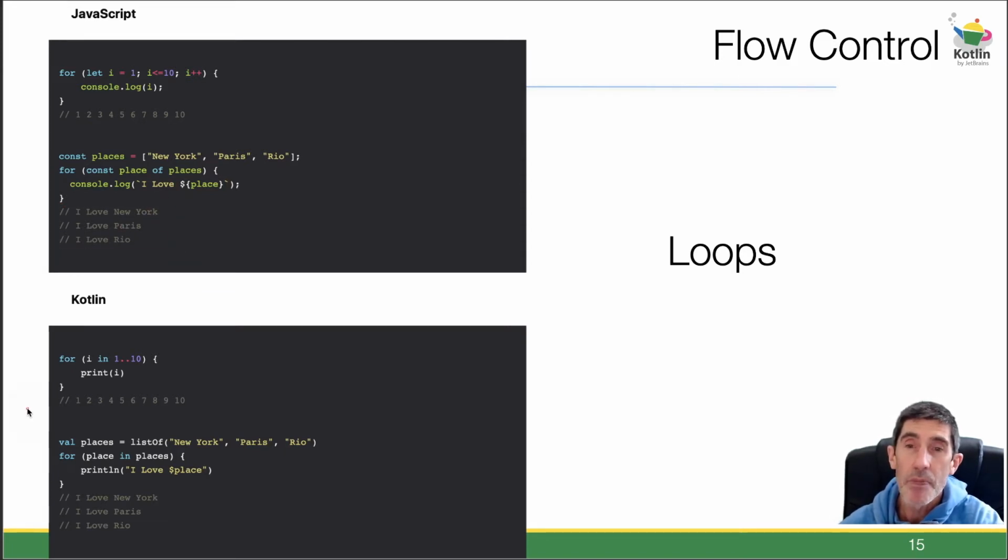To do the same in Kotlin, we can say something like this: for i in 1..10, print i straight away, much neater and much tidier. Same for the second one there, working with arrays, in this case a list of, right? For place in places, println I love $place. So again, a lot neater, a lot tidier.